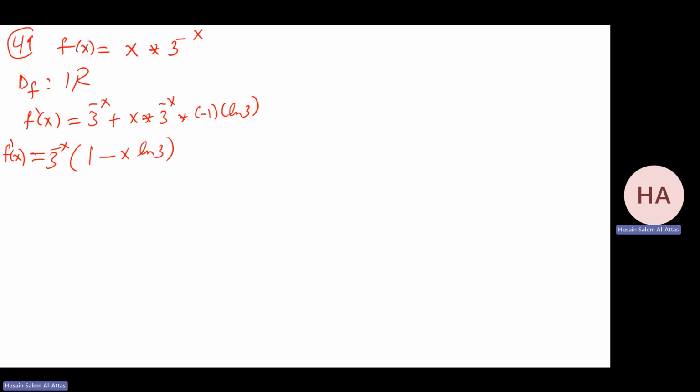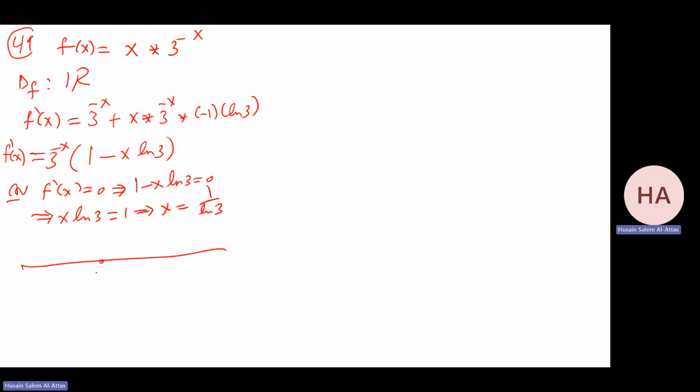Now, for the critical numbers, I will check f prime equals 0. Let me do it in steps. 1 minus x ln 3 equals 0. So I have x ln 3 equal 1, so x equals 1 over ln 3. Now I will do the sign diagram for f prime. I have only 1 over ln 3 as a critical number.